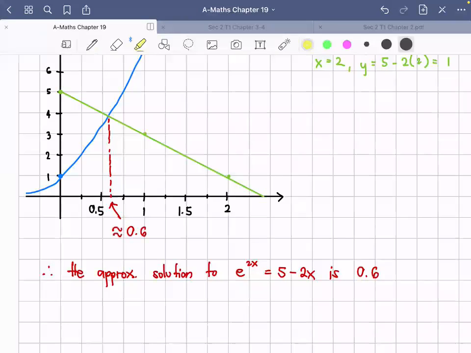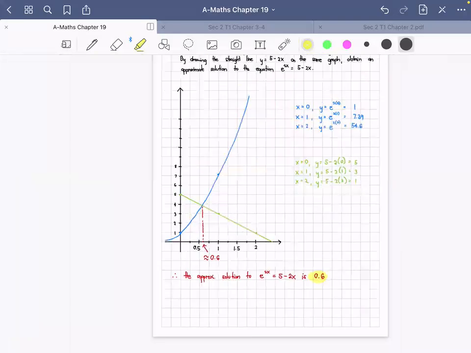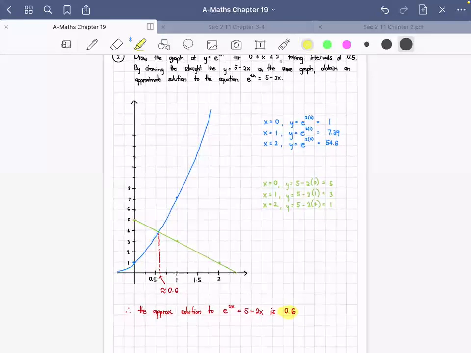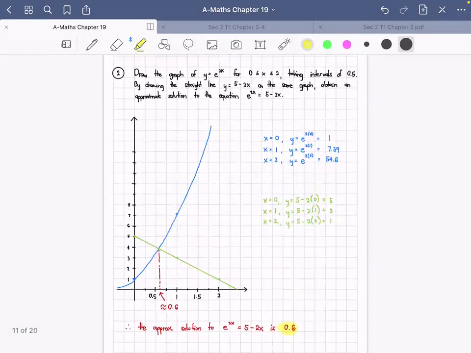Do you have any questions, class, on how we graph exponential equations? No questions? All right, so let's have some word problems. This is my last example for graphing.